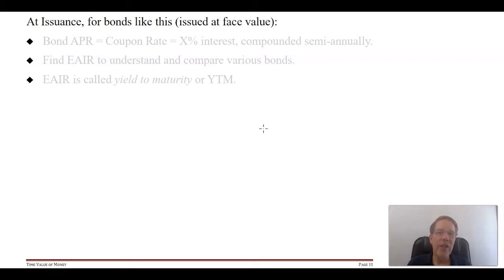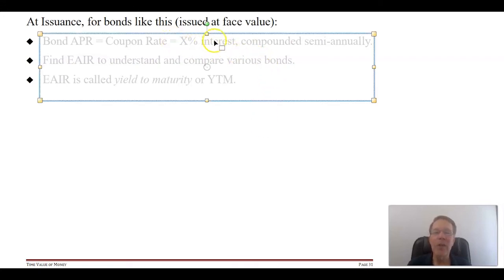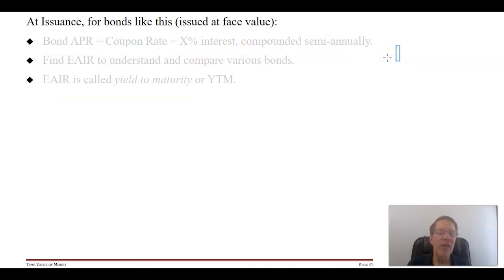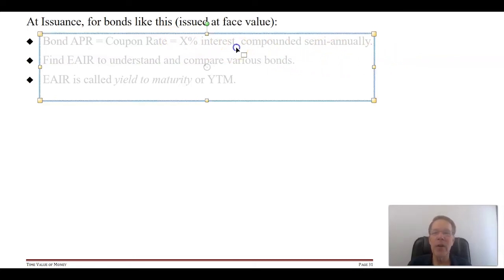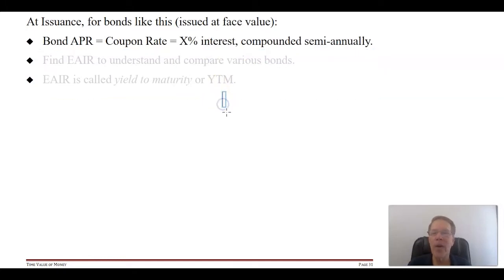So we need to think about bonds in two cases. First one is at issuance, and then the second is just going to be flapping around trading in the marketplace after the bond has been issued. Okay, so we're going to assume that all our bonds are issued at face value. It's a pretty good approximation. It makes our life much simpler, which I'm always for whenever we can do it. Okay, so at issuance, the APR for the bond is equal to the coupon rate. So it's described as X% interest compounded semi-annually.